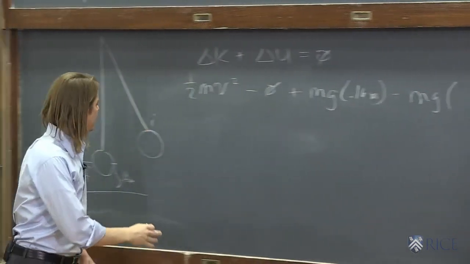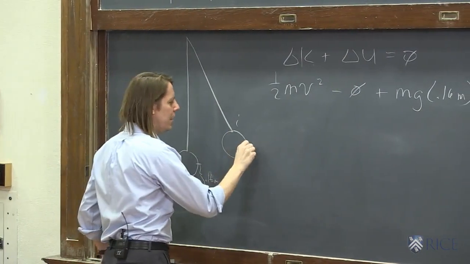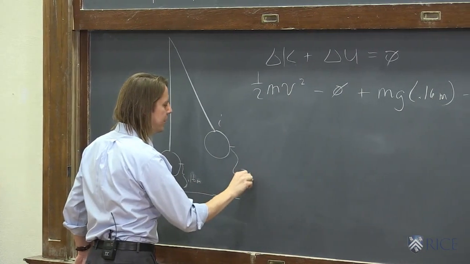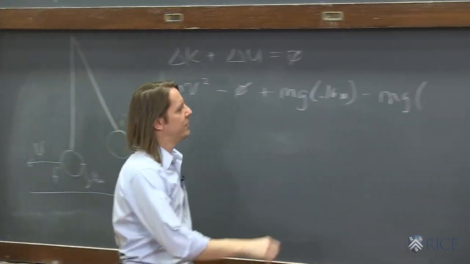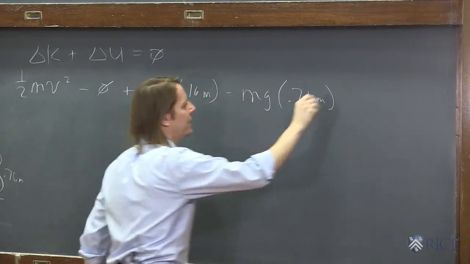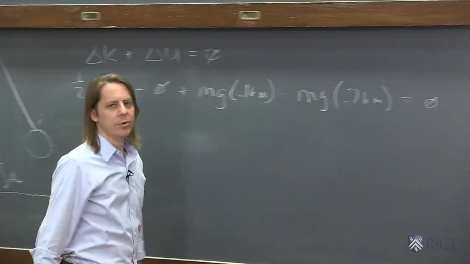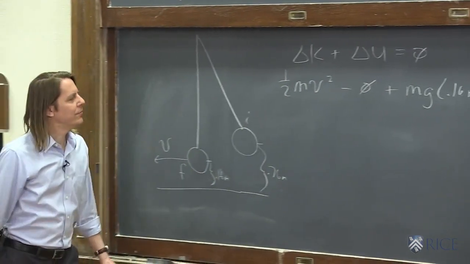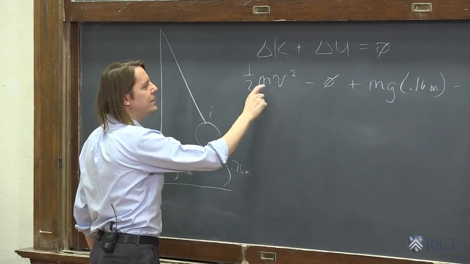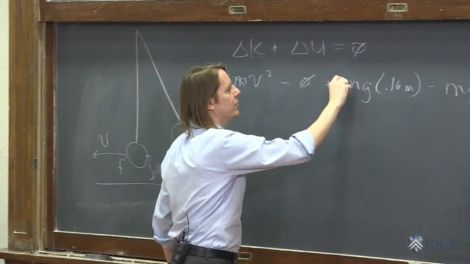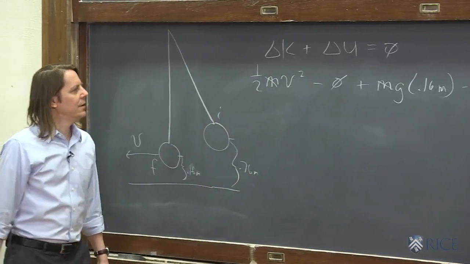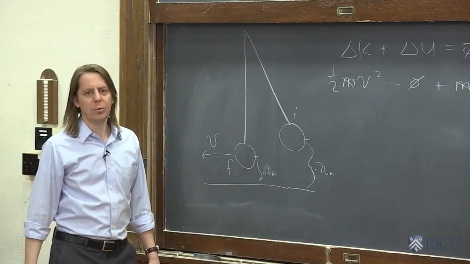And what I'm going to do is hold it up in the air and release it from a height of 0.76 meters. So minus mg times 0.76 meters. All that should equal 0. The only variable in here is v, that's what we're looking for. Each term has an m, and it's equal to 0, so we can cancel the m's. And we know g, so we can calculate v.